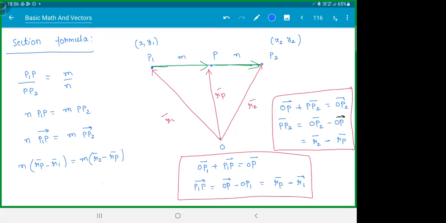You're trying to find RP here. So if you just simplify this, RP bar will be M into R2 bar plus N into R1 bar, by M plus N. This is how you can find a vector array with the section formula.